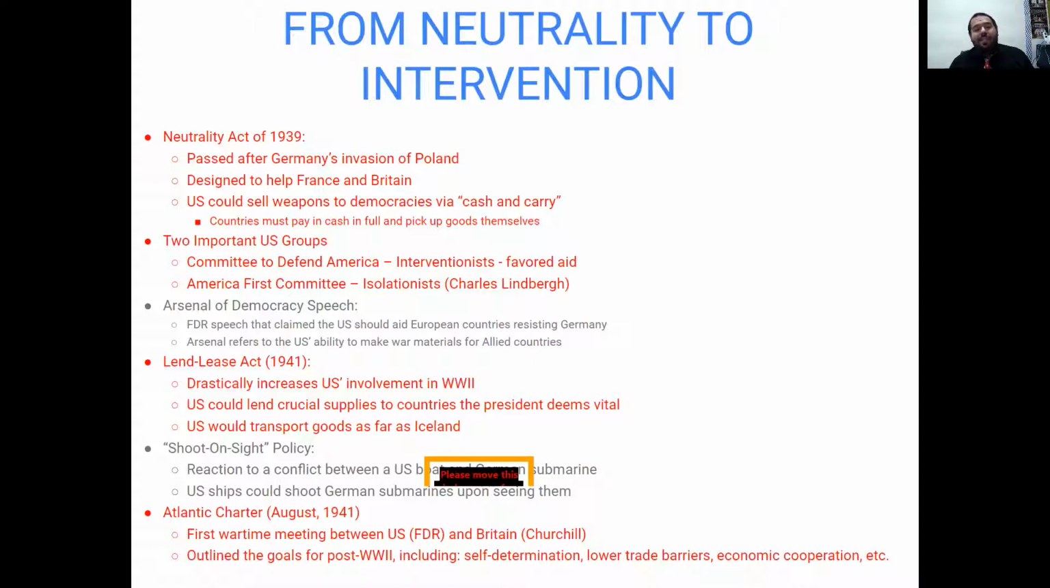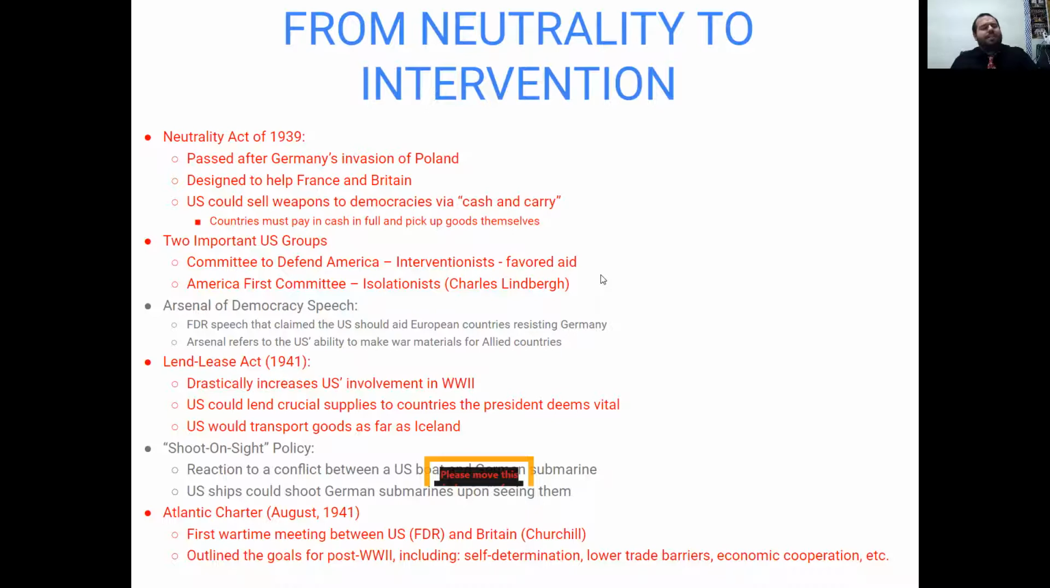But you have the opposite group, the America First Committee, who are isolationists, and one of them is Mr. Spirit of the St. Louis, Charles Lindbergh, who says, no, we don't need to intervene. Let's keep America first. Make America first.